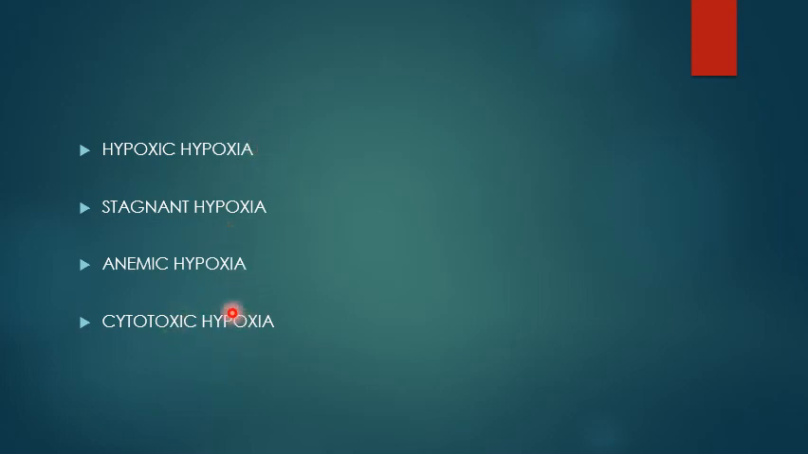Cytotoxic hypoxia is the only hypoxia in which SvO2, the venous oxygen saturation, is more than 75%. It is always more than 75%. In all the other conditions it is less than 75%. Here it is more than 75%. So in fact, venous oxygen saturation is becoming a very important marker.